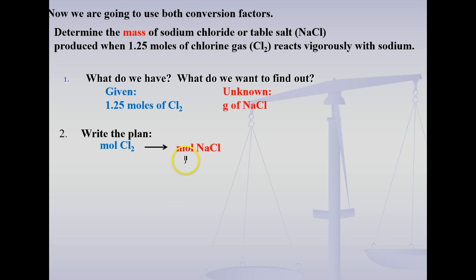Then for moles of sodium chloride, we're going to use the formula mass to calculate the grams of sodium chloride. So you have to ask yourself, how can I go from moles to grams? What conversion factor can I use? Right now we only have two: the formula mass, which goes between grams and moles, and the mole ratio, which goes between moles of one substance and moles of another substance. It's critical to know your conversion factors and the units you can convert between.